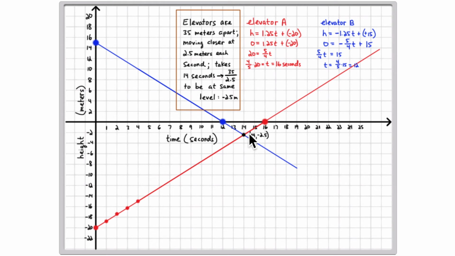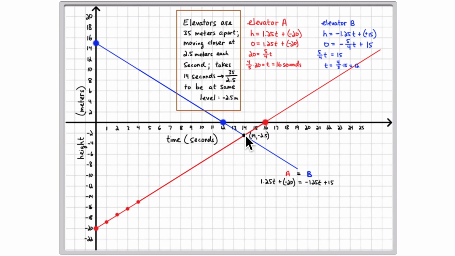And so what level will they be at when they meet? Well, first of all, to do this math, rather than look at this and calculate this through reasoning about the 35 meters and the 2½ meters per second, you can just set these 2 equations equal to each other and calculate the time that it takes, because this height is equal to this expression and this height is equal to this expression for elevator B. When are those 2 heights equal? At what time are those 2 heights equal?